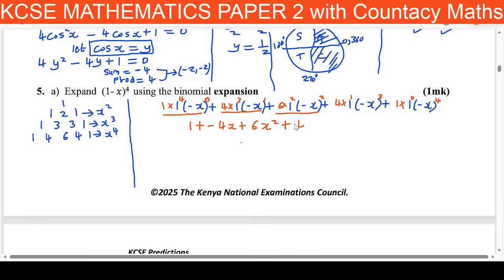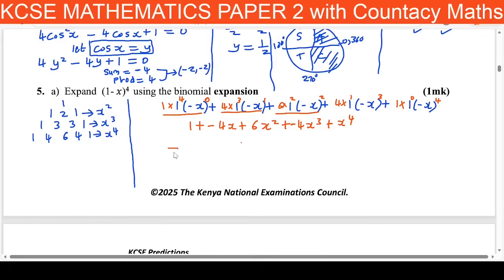Therefore, that's negative 4x to the power 3. And finally, what we have here is a plus, and then we have 1 multiplied by 1 to the power 0. Remember that 1 to the power 0 is equivalent to 1. Therefore, this is like 1 times negative x to the power 4. You see, when you raise this to the power 4, the negative sign disappears because this is an even number. Therefore, this becomes simply a plus x to the power 4.